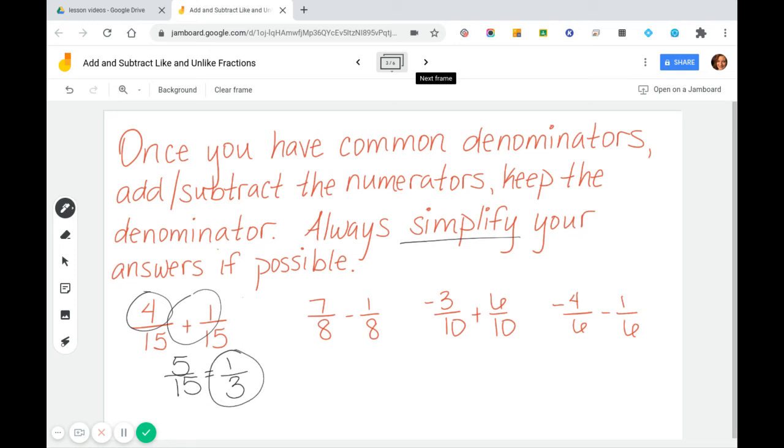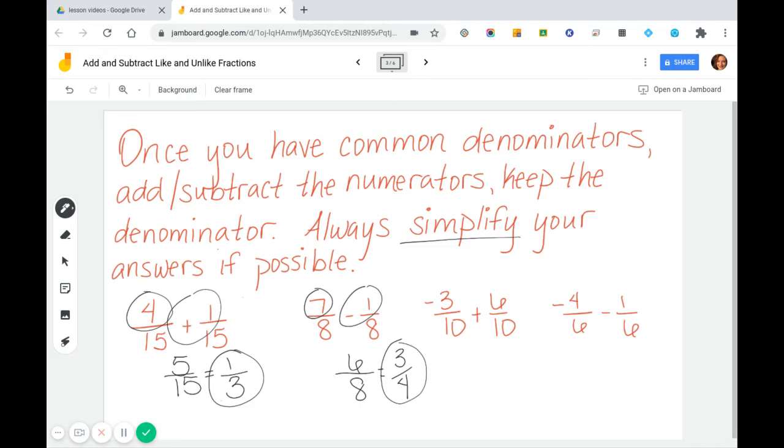On the next problem, I have an 8 for both denominators, so I'm going to keep 8 for my denominator. On the top, I have 7 minus 1, which is 6. I can reduce both of those by 2, and my final answer is 3/4.